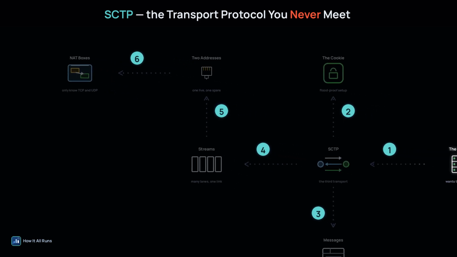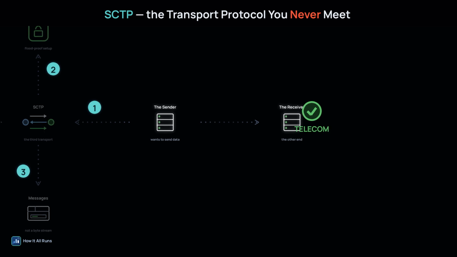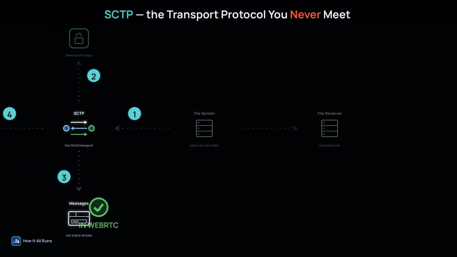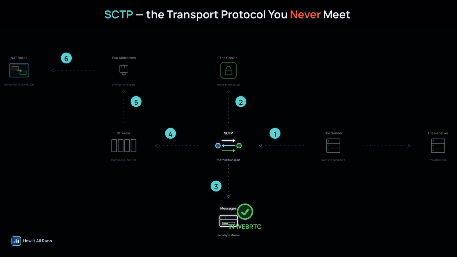It is not gone, though. Mobile carriers run it between their own core network boxes, where there is no consumer NAT in the way. Call setup signaling between operators has ridden on SCTP for 2 decades. And you use it every day without knowing. Every WebRTC data channel and every video call app is SCTP, wrapped inside UDP so the middle boxes see something they recognize and wave it through.